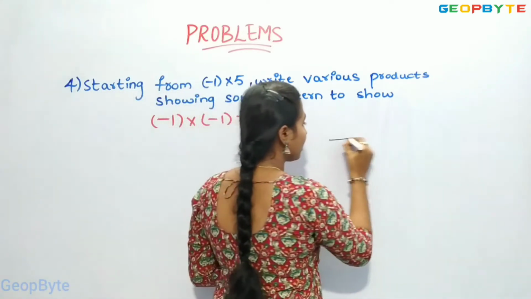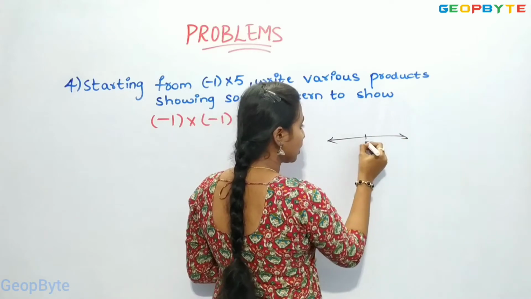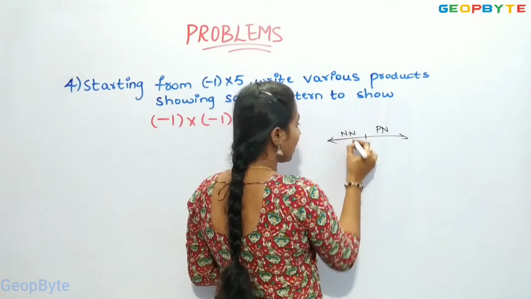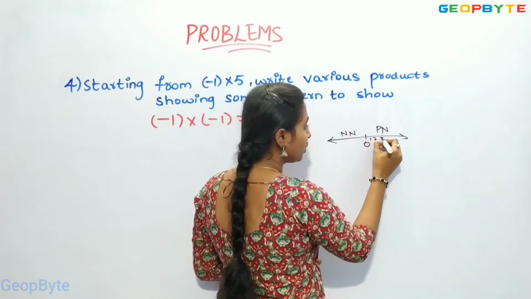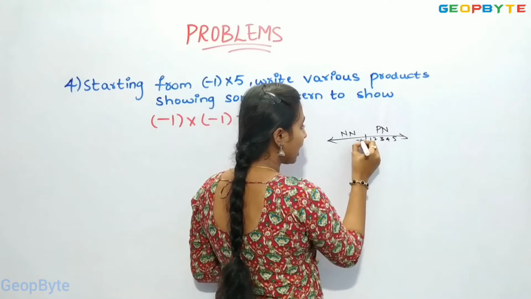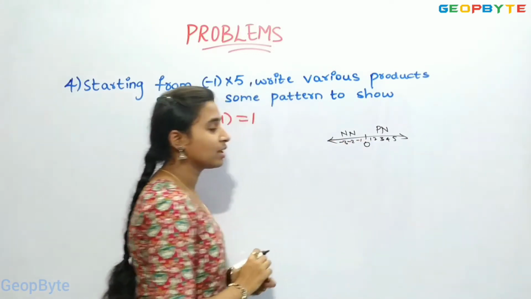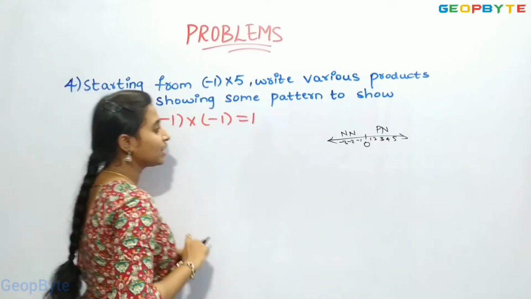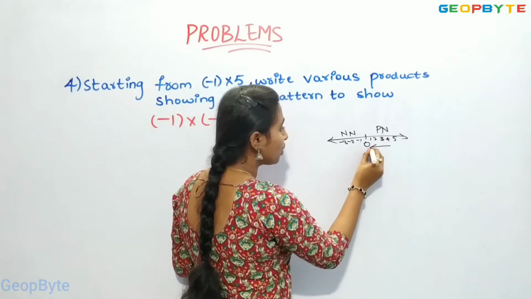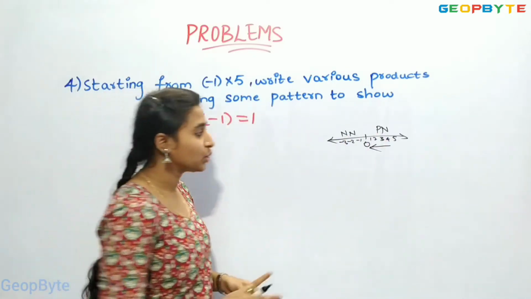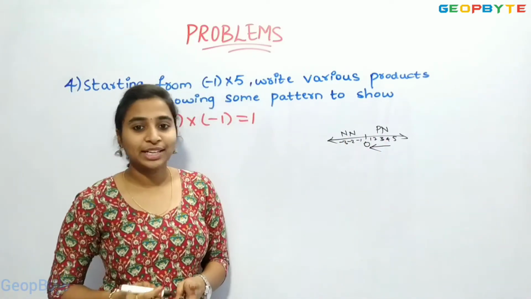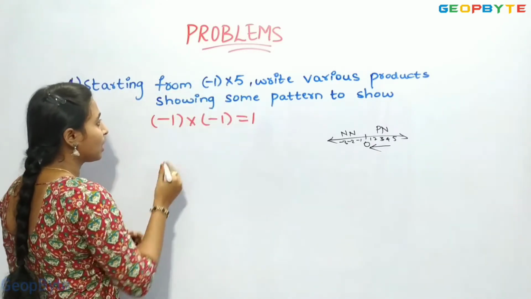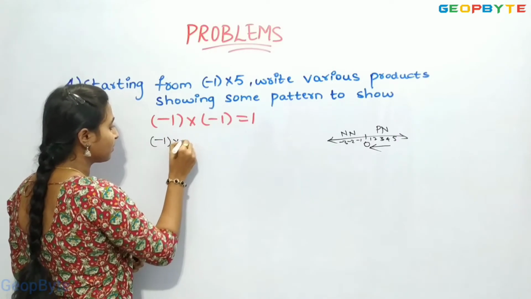In the number line, we will have 0 in between. Here the positive numbers and here the negative numbers, right? If we have 1, 2, 3, 4, 5 here, we will have 1, 2, 3, 4, 5 here. So, we want to get from a positive integer to a negative integer, which means we need to go in this way, that is, we need to go in reverse to come to the negative integers, right? Now, let us continue the pattern starting from minus 1 into 5.